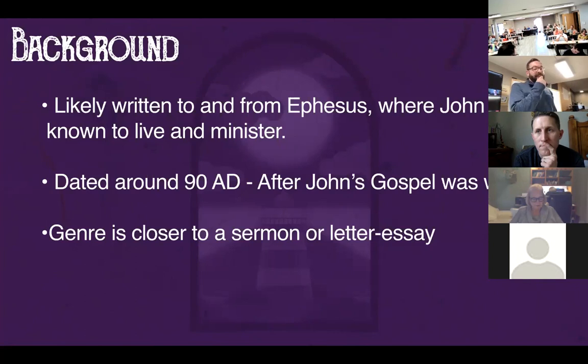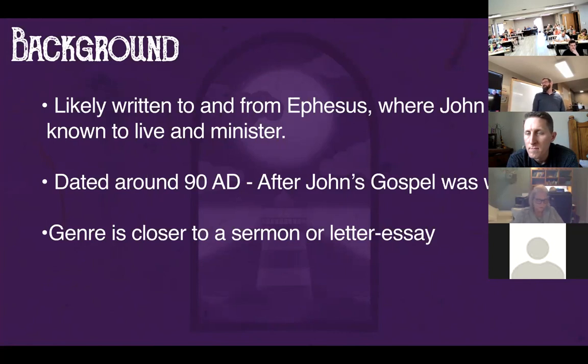The background of 1 John: this is likely written to and from Ephesus. Can everybody see that? Because that's where John was. That's where people thought he lived, and that's where his tombs are if you go over there today. He's got a couple of possible ones. He was actually ministering in Ephesus, and he likely wrote this letter, sermon, to them in Ephesus. It's dated around 90 AD, likely after he wrote the Gospel of John.